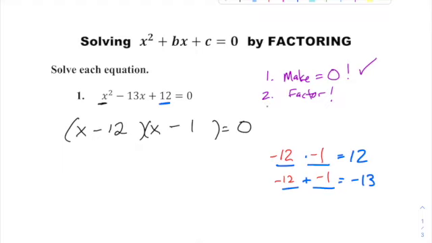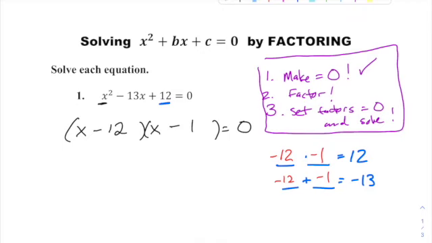And then step 3 of the solving process is set each factor equal to 0 and solve. Remember, that is our zero product property, that if we have two things multiplied and equaling 0, then either this equals 0 or this equals 0, or both equal 0. So this is where we split it, where the multiplication occurs. And x minus 12, this factor, either equals 0, or this factor, x minus 1, equals 0.